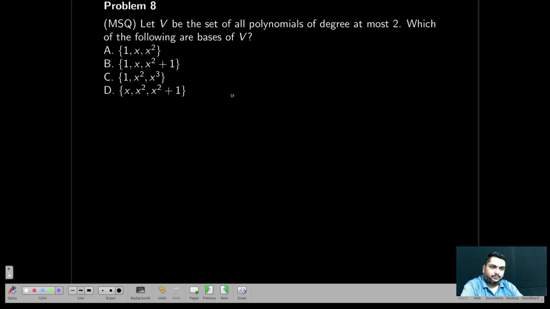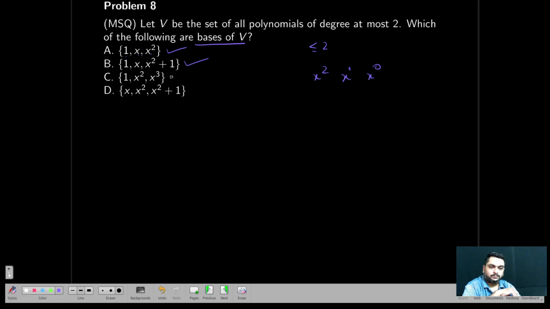Let P be the set of all polynomials of degree at most 2. At most 2 means what? Less than or equal to 2: x square, x to the power 1, x to the power 0. Which of the following are bases? Basis means minimal independent columns. 1, x, x square. Can I produce any of these columns? Are they dependent? No. This is the basis. Then 1, x, x square plus 1. Can I produce? No. These are independent.